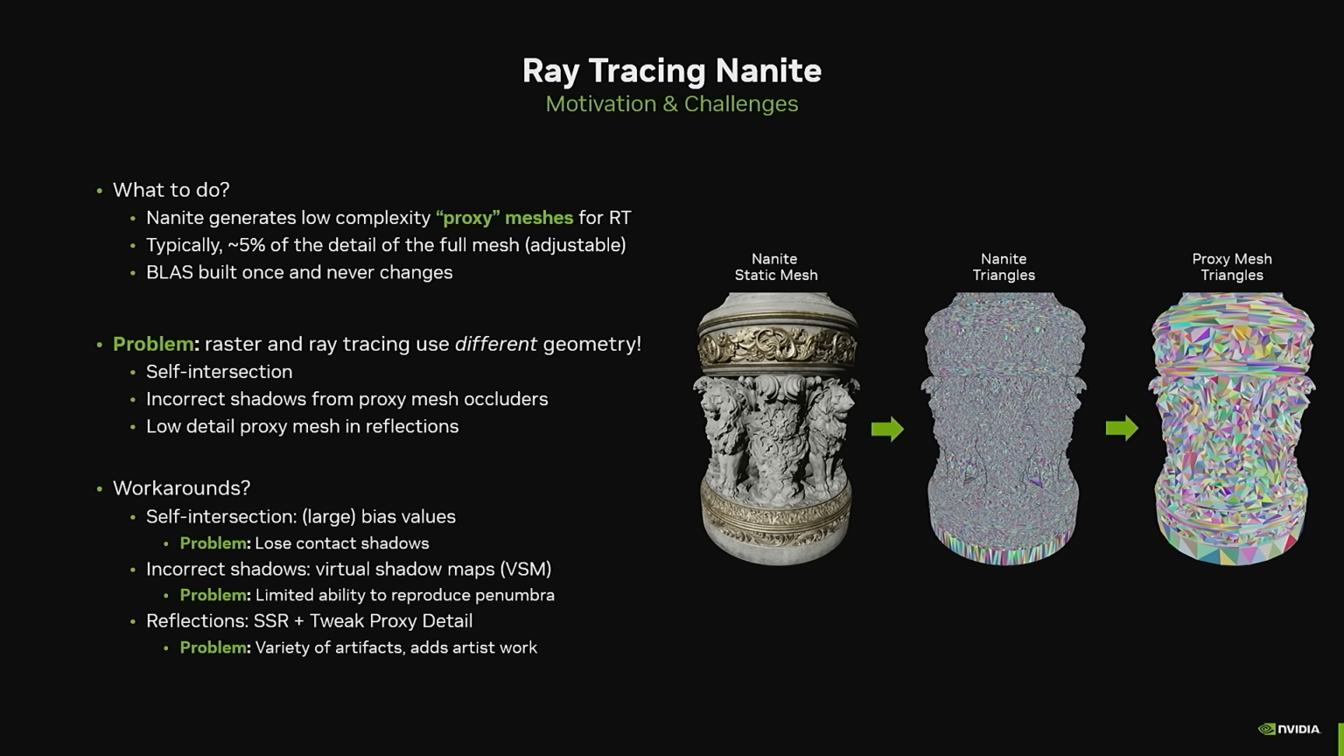So how do we work around this? Currently in the engine, for self-intersection, the workaround is to use large bias values for things like shadows. The problem with this workaround is that contact shadows will be lost. For incorrect shadows, where you have the wrong shadow shape, Epic built a system called virtual shadow maps, or VSM, which is very good, but it has a limited ability, like many shadow mapping algorithms, to reproduce penumbra accurately. And then finally, for reflections, you could always fall back to SSR, but that comes with a whole host of visual artifacts and issues to deal with. You could also ask your artists to tweak the geometric detail of the proxies to boost it up, but that adds a lot of manual artist work. It takes more memory, and it's just overall difficult.